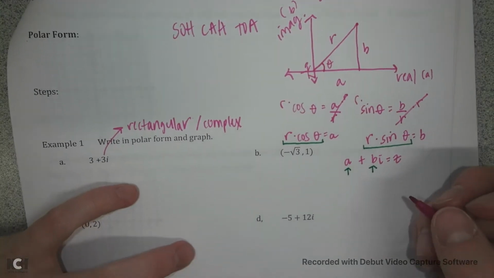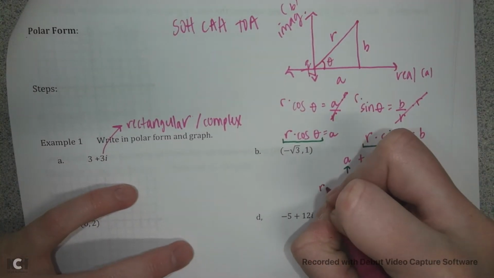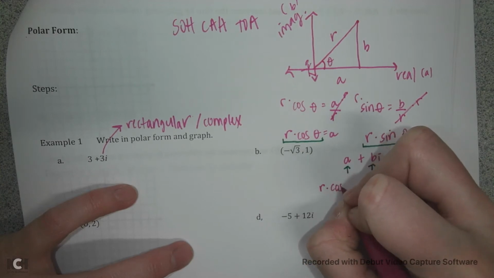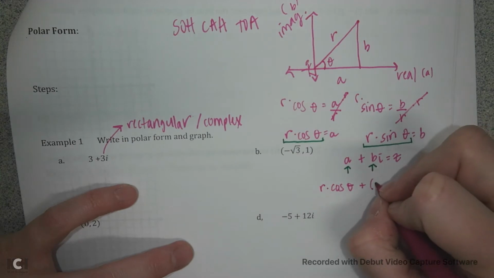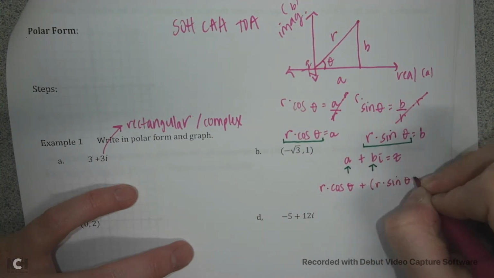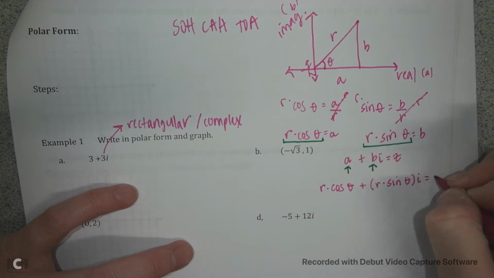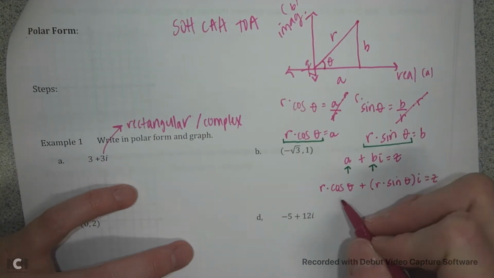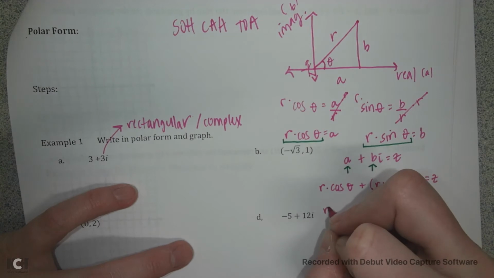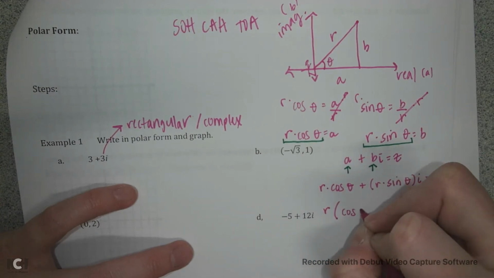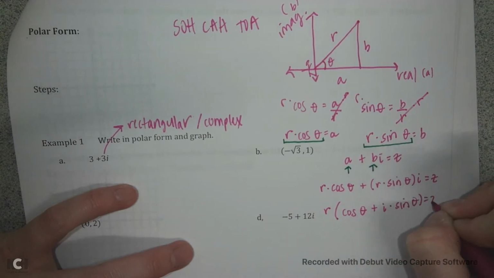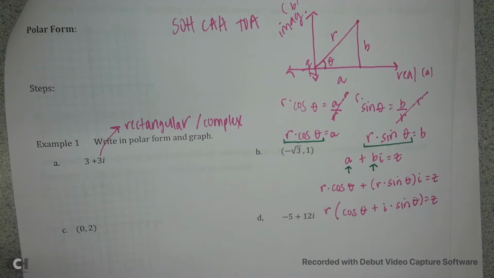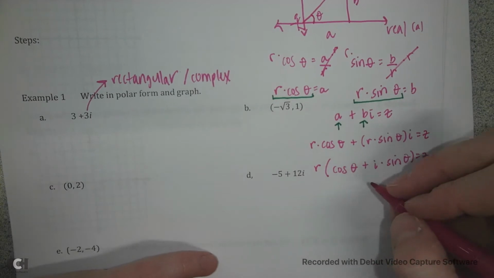Okay, so that gives me r times cosine of theta, and in my b, I have r times sine of theta, and I also have that i on here, and that equals z. Well, between the two of these numbers, I can take out my GCF, and my GCF is r. So I'm left with r times cosine of theta plus i times sine of theta is equal to z. Now, this is what you need in order to write your polar form. This is the formula. You will also need to know about your tangents.